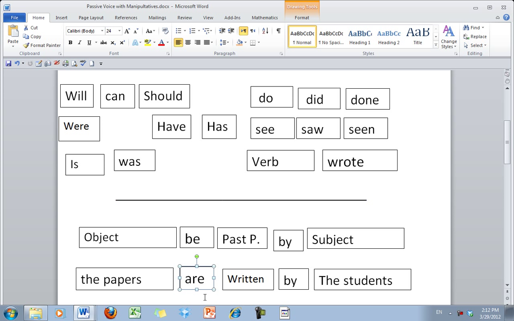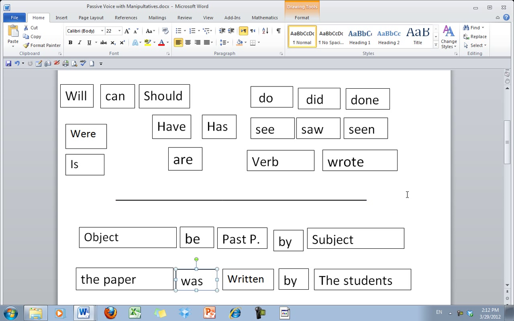So this is for simple present tense. If I wanted to make it past, well then I need to put were. The papers were written by the students. If I change this back and I say the paper, and I still need past tense, then I would make it was. The paper was written by the students.